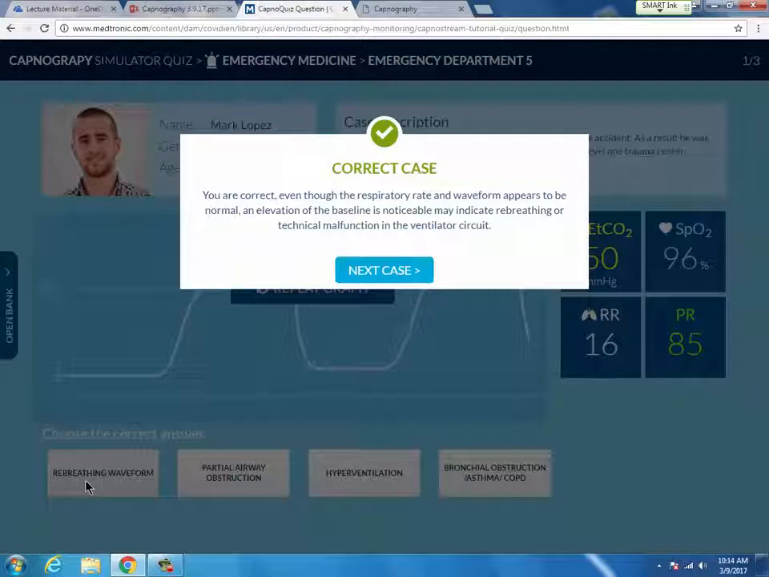Re-breathing. And how do I know that? Because my baseline is not going back to zero. I've got a constant CO2. I need that baseline of zero. Right? What is rebreathing? Rebreathing, you're breathing out your CO2, but it's not all washing out, and so you're breathing that CO2 back in. Kind of like the breathing in a paper sack deal there. For whatever reason, folks thought that was a good idea for hyperventilation.